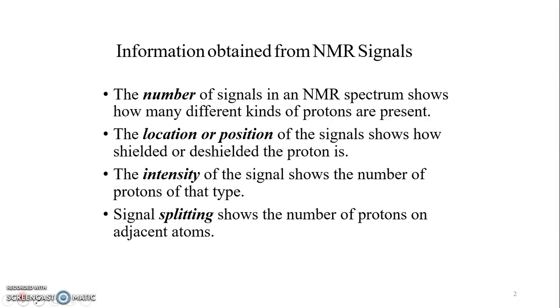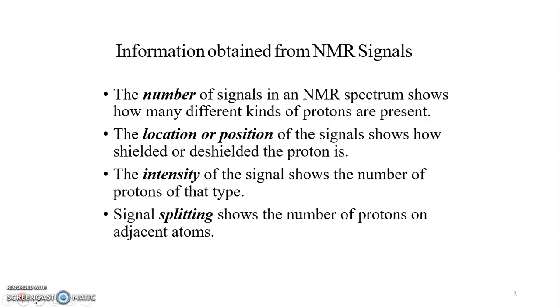So the information obtained from NMR signals: first, the number of signals shows how many different types of protons there are. For example, consider the compound CH3CH2OH. It contains 3 different types of protons, so it will give 3 signals. Second is the location or position of the signal. The CH3, CH2 and OH will appear in different positions. And the intensity, that means the height of the signal, shows how many protons of a particular type are present in the compound.